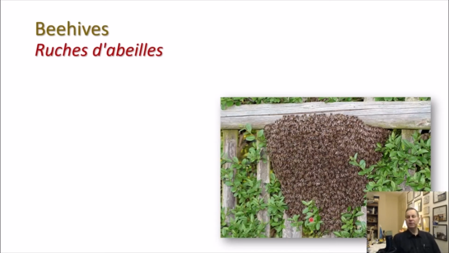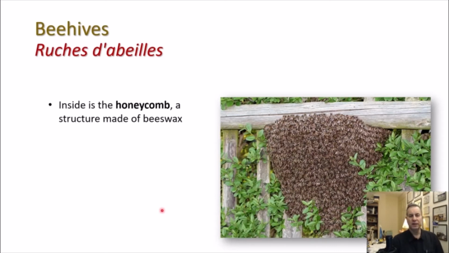And then when we look at bees, bees are very smart. They know how to build hives, and there's hundreds and thousands of bees, so they all work together. In this case, they've attached their hive to a wood fence. Inside the beehive is the honeycomb, and it's a structure made of beeswax. I'm not sure if anybody has seen and felt a honeycomb. It's quite soft, but it's very strong.